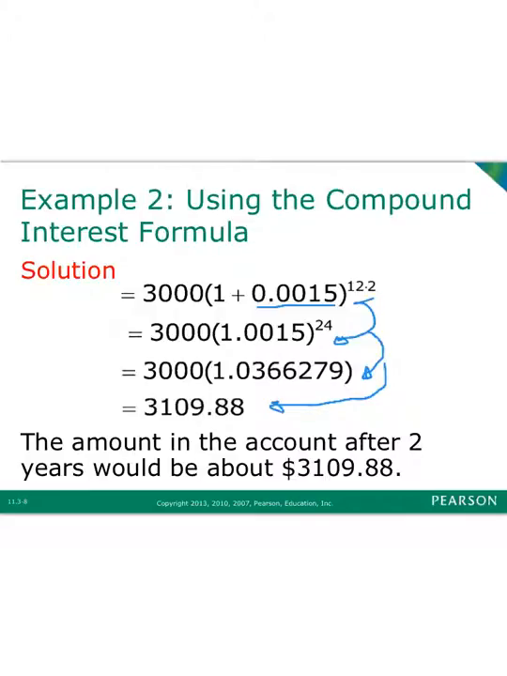So the amount in the account after 2 years would be about $3,109.88. So essentially, she accumulated $109.88 in the compounding of interest.